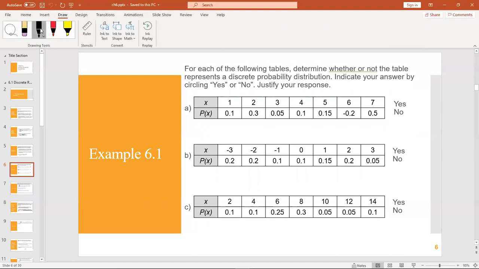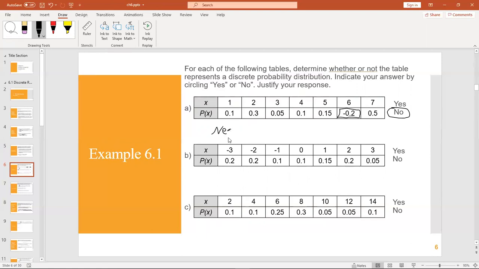All right, so let's look at some examples here. We're going to decide if these are probability distributions or not, and then offer some justification. So here, part A, we've got all these outcomes, 1 through 7. Okay, that's fine. You've got all these different probabilities, nothing suspicious. And then, oh, look at that. That is a negative probability, my friends. You cannot have negative probabilities.